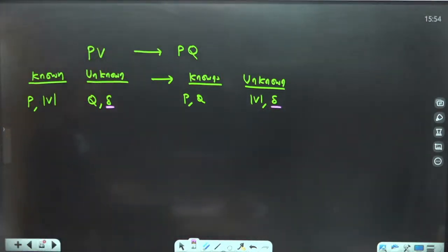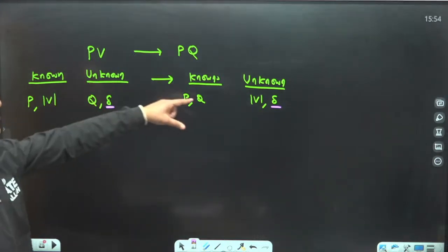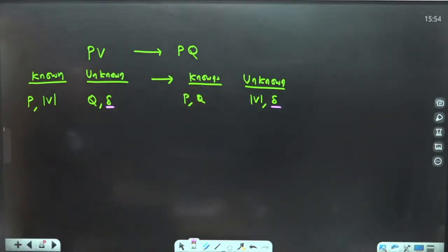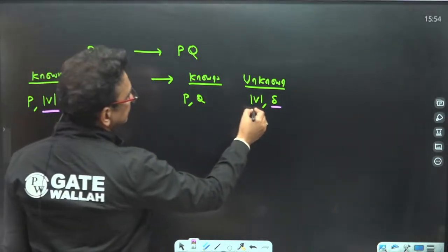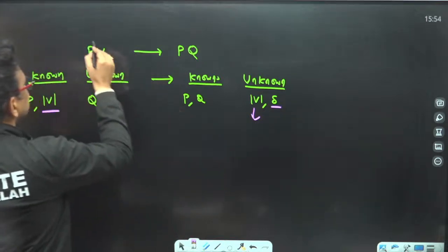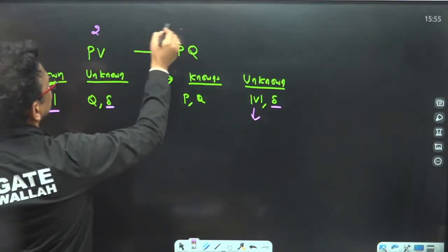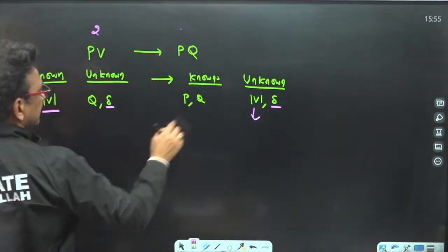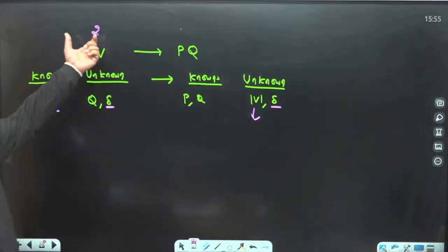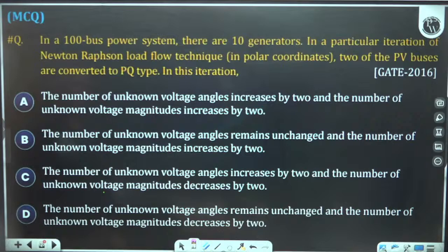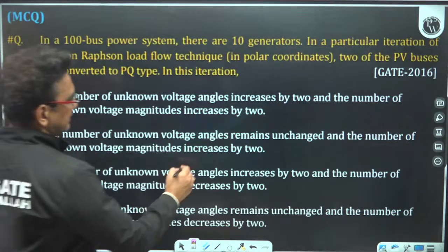That means the unknown voltage angle does not change, because here the delta was unknown, and here also the delta is unknown. But voltage magnitude: in the PV bus the voltage magnitude is known, but now the voltage magnitude has become unknown, because we have changed the two PV buses into two PQ buses. That means the number of unknown voltage magnitudes is increased by 2.